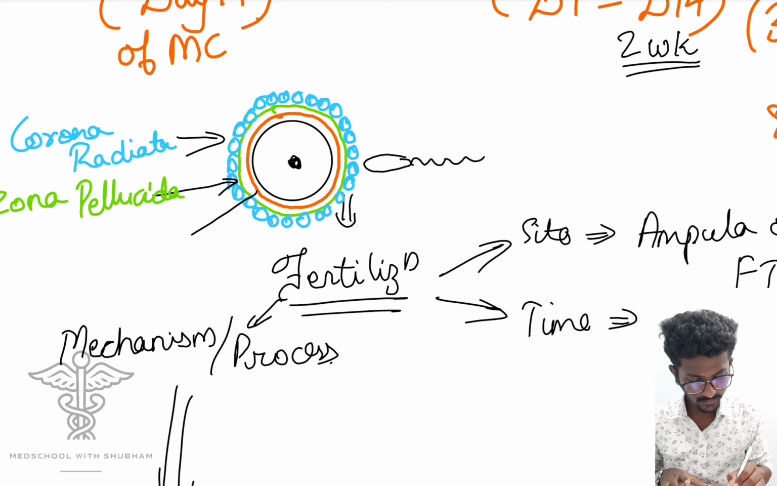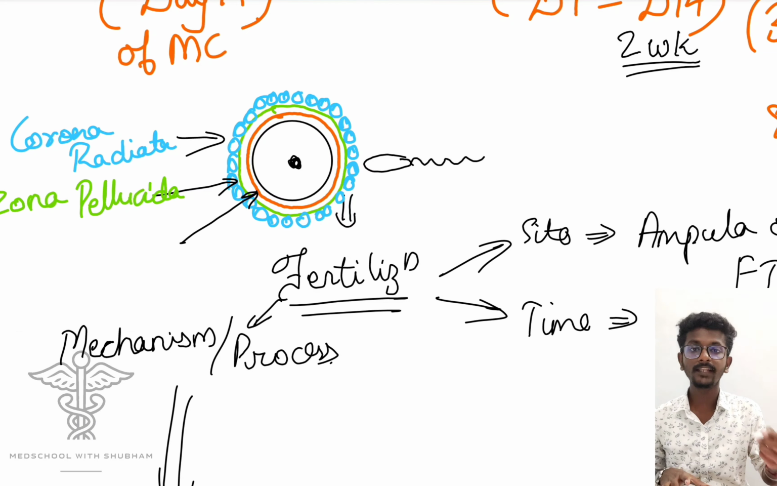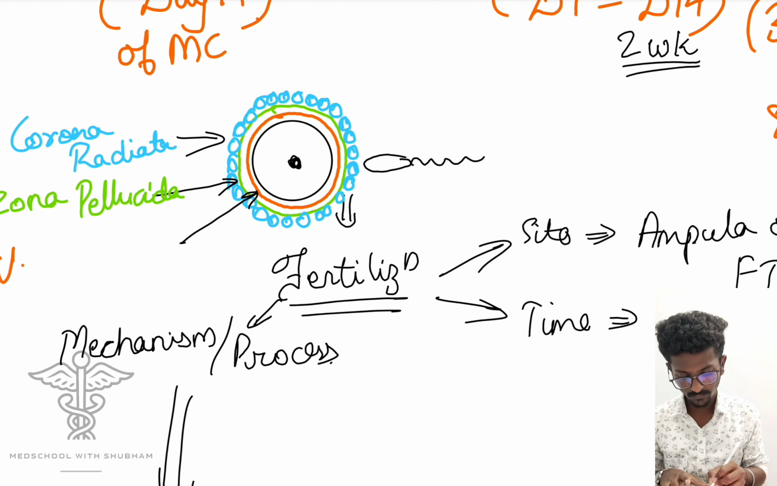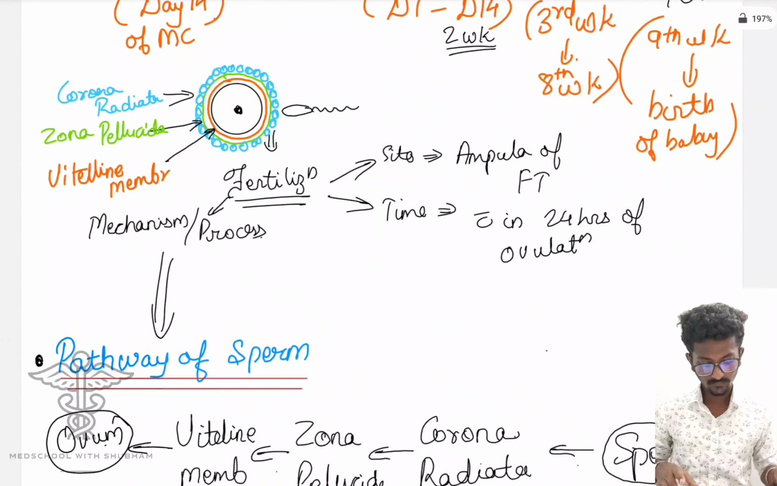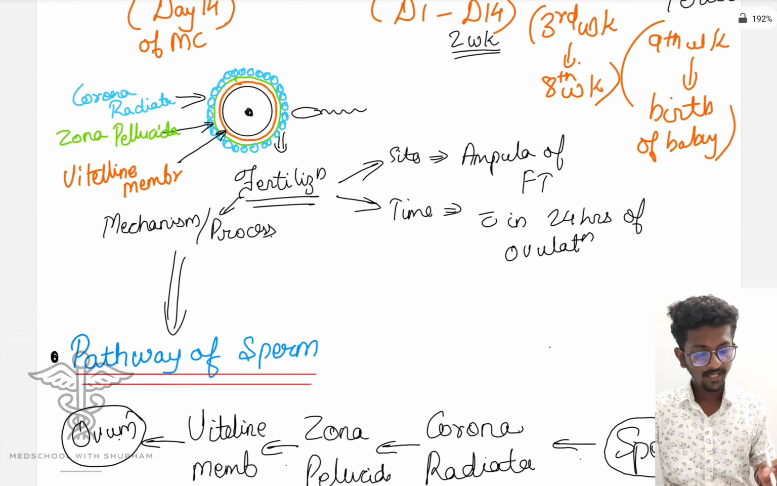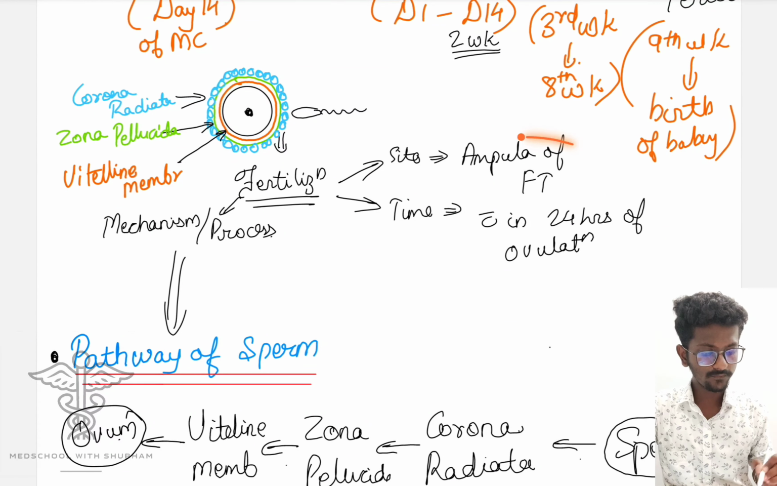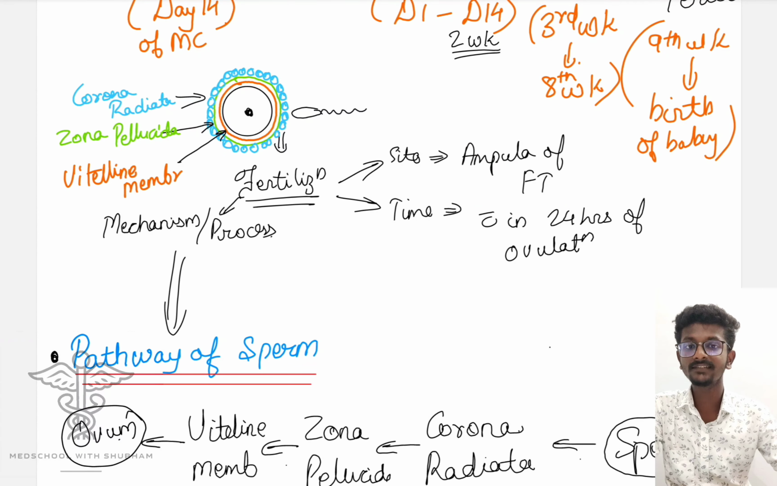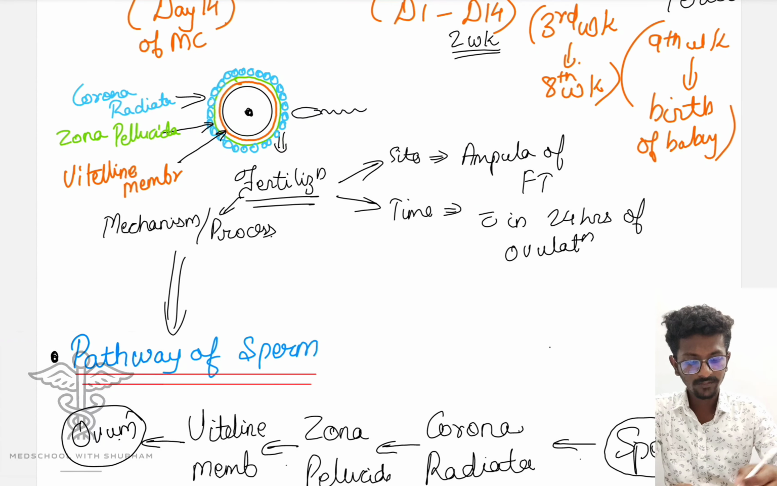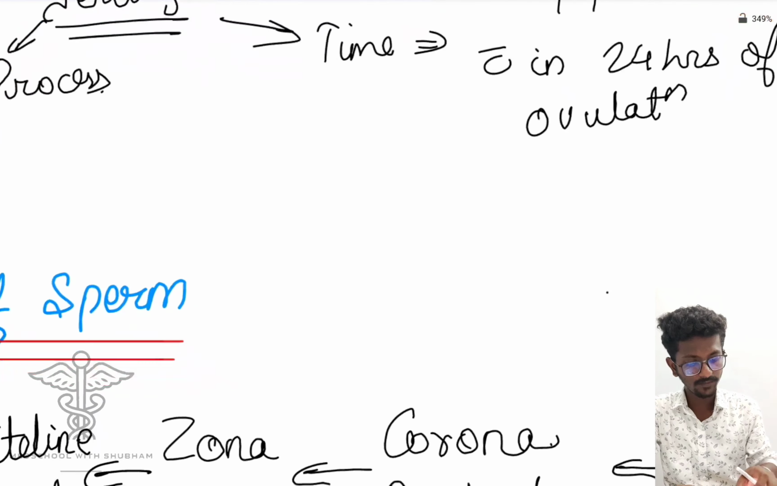And then the innermost is the vitelline membrane. I hope this is very clear to you guys. Also, one thing: I have written here the ampulla of the fallopian tube. There might be some guys who might not appreciate what the ampulla of the fallopian tube is. For that, I will make a small diagram over here.